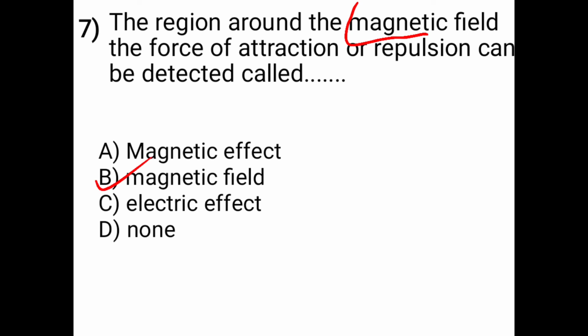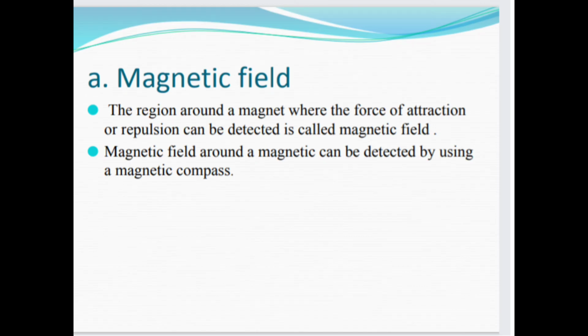Then we see the magnetic field. The region around a magnet where the force of attraction or repulsion can be detected is called a magnetic field. The magnetic field around a magnet can be detected by using a magnetic compass.